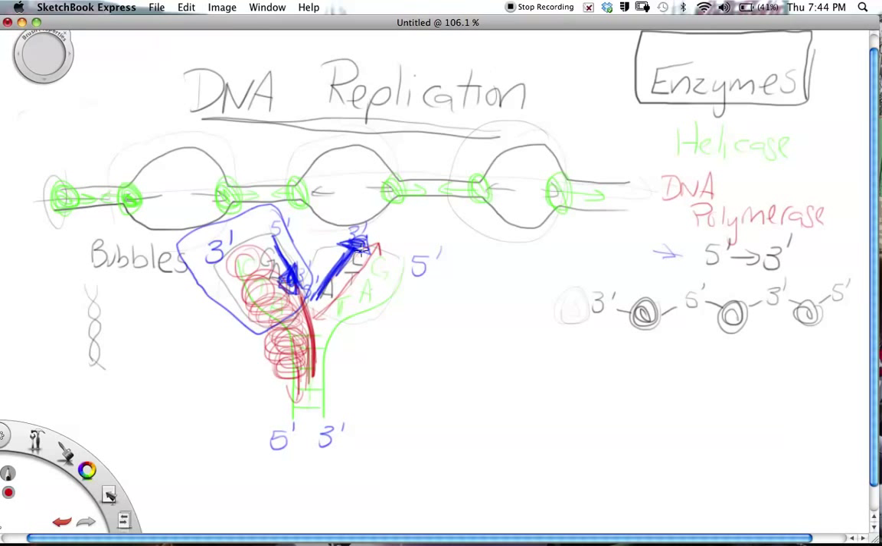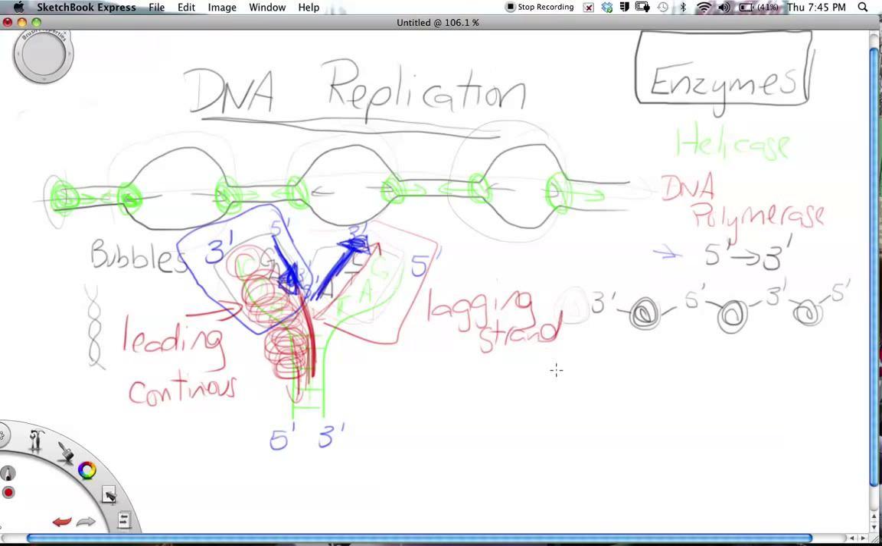And what's going to happen here is it's going to do little segments. So this strand over here is known as the leading strand. It is a continuous strand. Over here is known as the lagging strand. Now the lagging strand has to be built in segments.